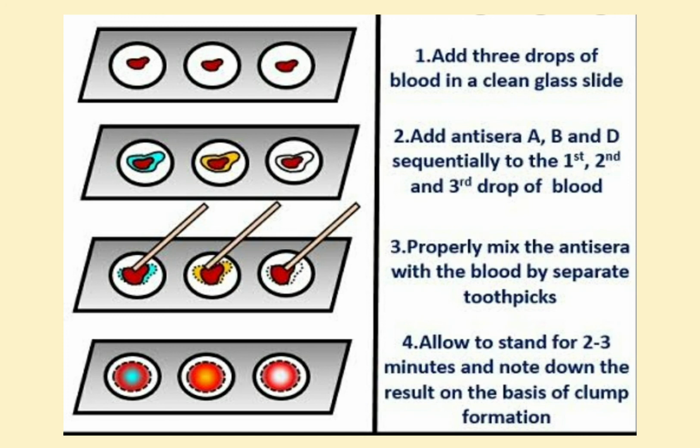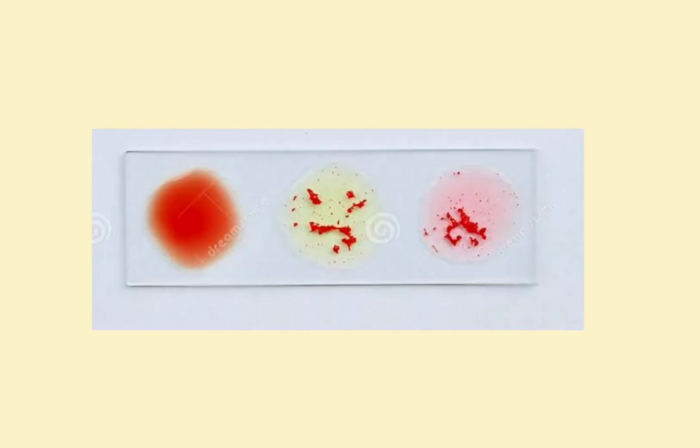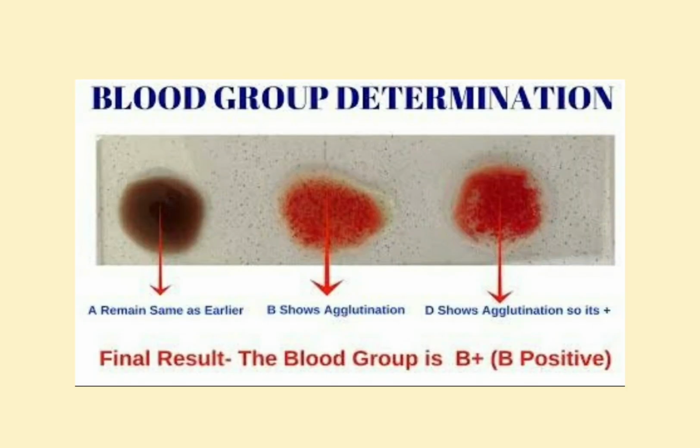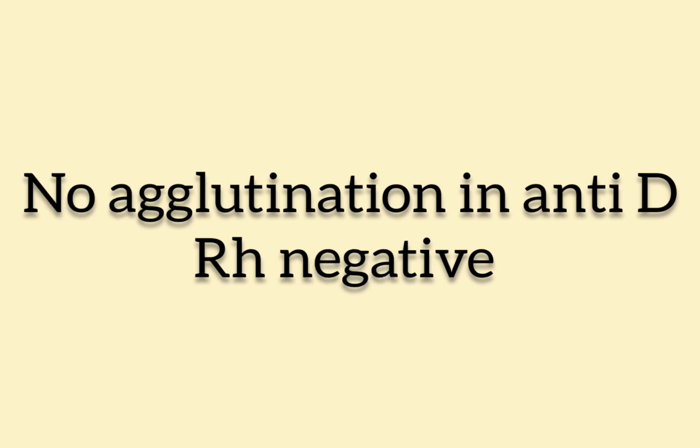We should watch clearly in the circles for agglutination or clumping. Agglutination will appear as grainy clumps of red blood cells suspended in a clear solution. So, observing the agglutination, you can identify the blood group. If agglutination occurs in anti-D serum, then the blood group is Rh positive, and if it does not, then it is Rh negative.